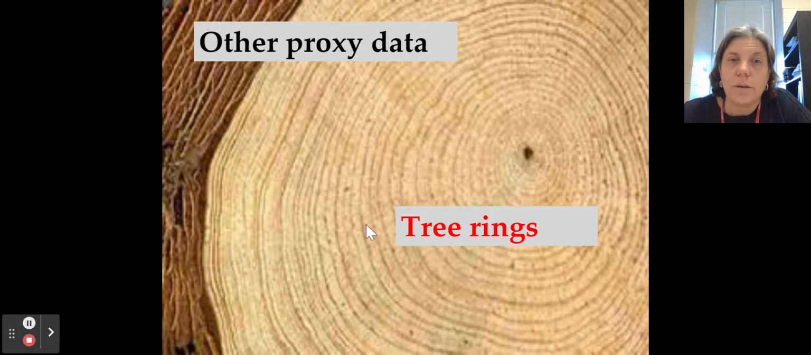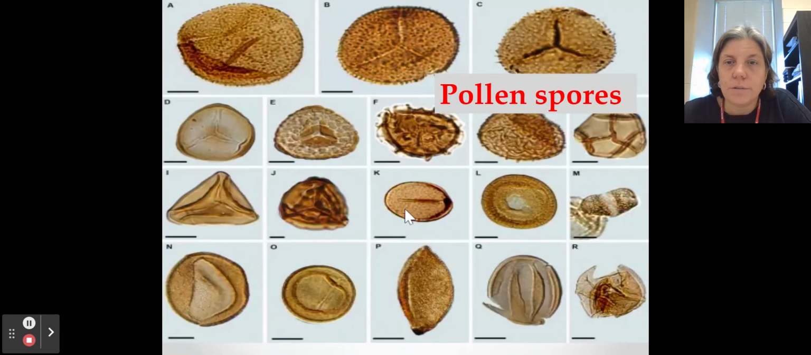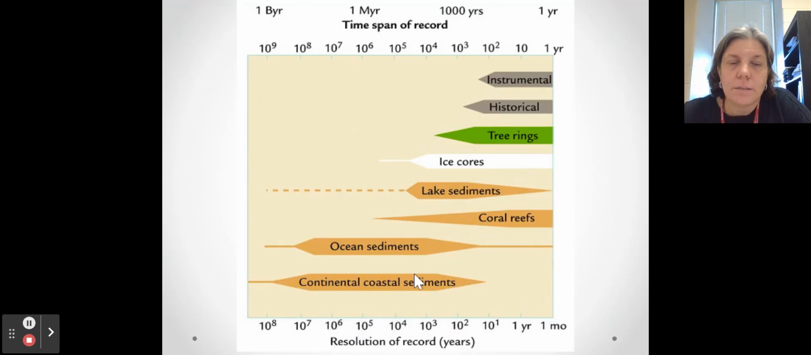Okay, other proxy data we could look at: tree rings, coral growth rings, which show you how the corals grew in different years. And pollen spores, we can tell from the fossilized pollen spores of the past what the differences are. And this tells you how many years and when we can look at some of this data. So we have tree ring data for a large amount of area. We have ice core data. We have lake sediment, coral reef, ocean sediment, and continental coastal sediments.